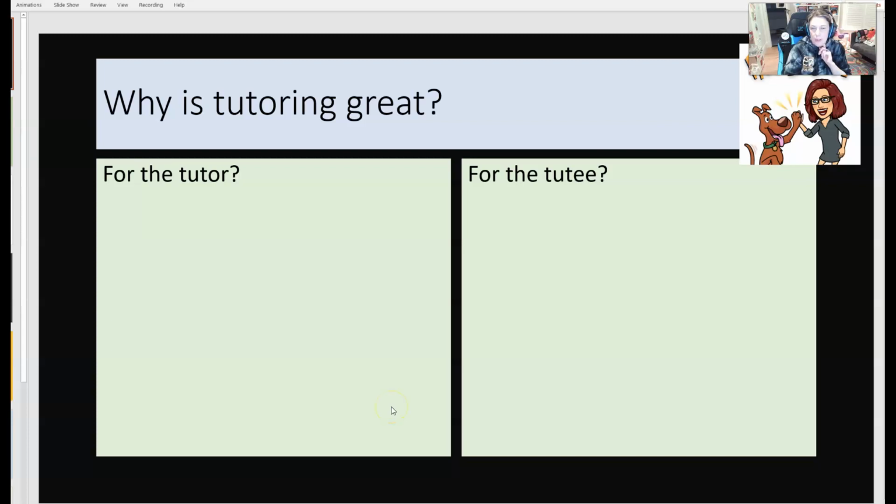Hello, so this is the P16 training for the enrichment. So the first thing we talked about was, why is tutoring great? What are the benefits to you? What are the benefits for the tutee?